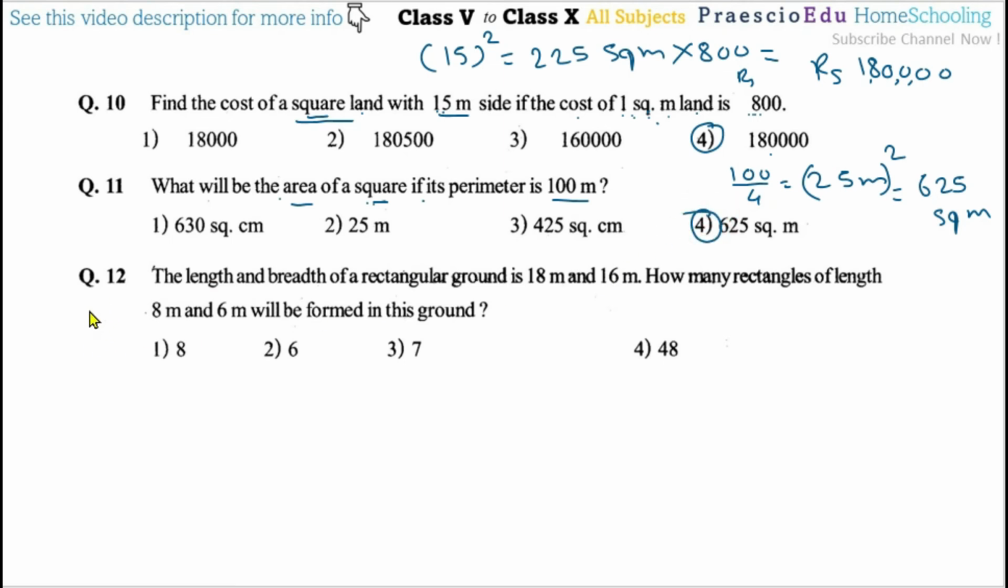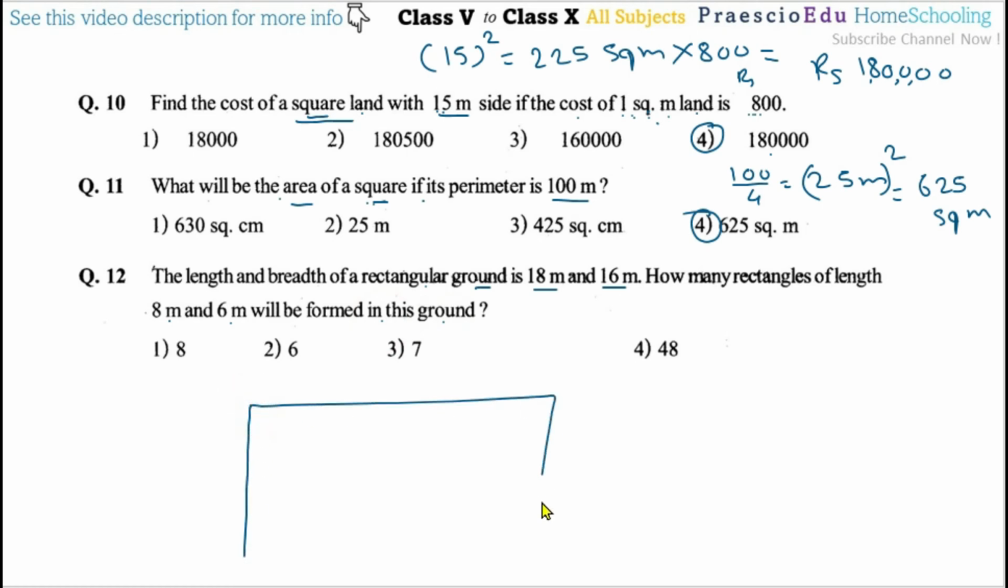Now question number 12. The length and breadth of a rectangular ground are 18 meter and 16 meter. How many rectangles of length 8 meter and 6 meter will be formed in this ground? So this is very important.